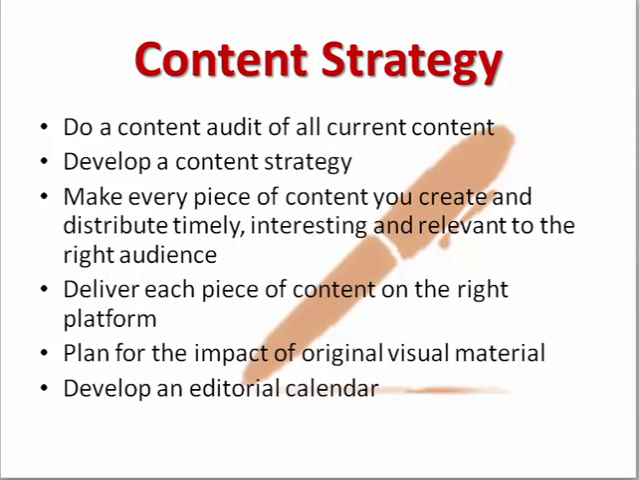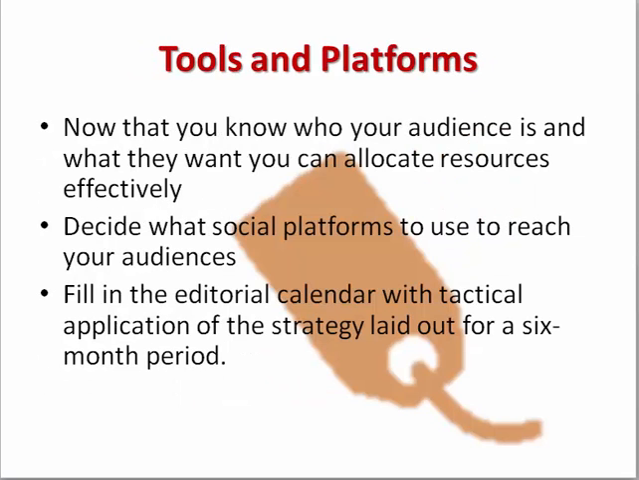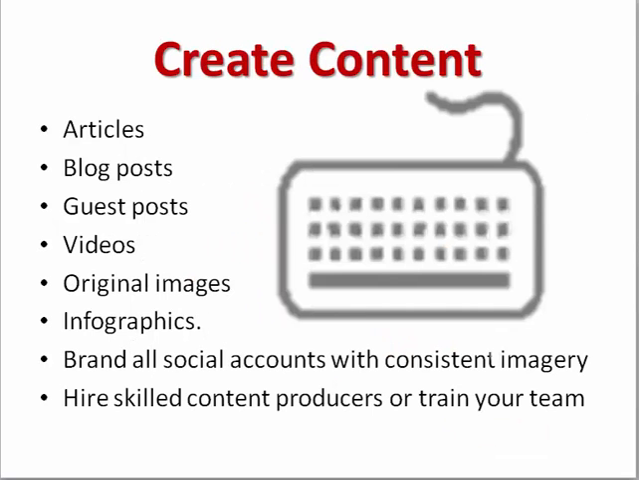Once you have all this information, now you can figure out what your content strategy should be. Look at the content you have and the content that you need to produce. And then you can start planning for visuals and then develop an editorial calendar. At this point, you're going to pick your tools and your platforms, and you will know exactly where all the different audiences are and how you best can reach them.